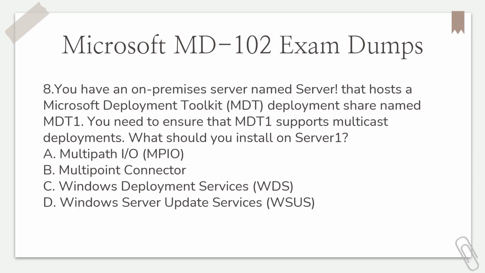8. You have an on-premises server named Server 1 that hosts a Microsoft Deployment Toolkit (MDT) deployment share named MD-100. You need to ensure that MD-100 supports multicast deployments. What should you install on Server 1? A. Multipath I/O (MPIO). B. Multipoint Connector. C. Windows Deployment Services (WDS). D. Windows Server Update Services (WSUS).